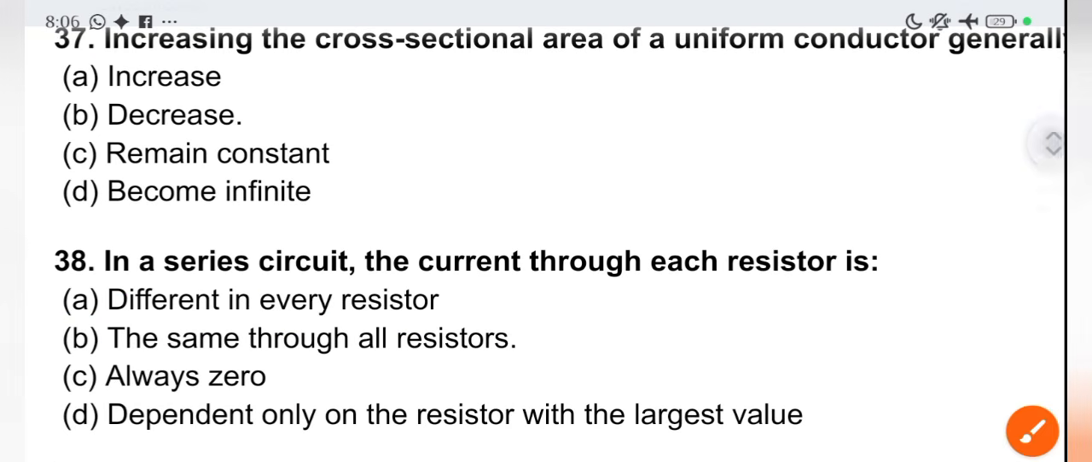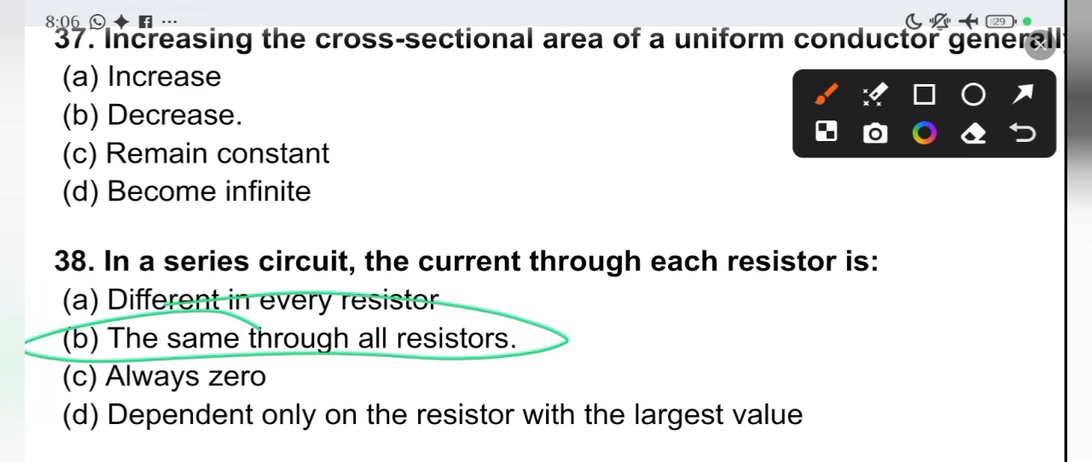In a series circuit, the current through each resistor is the same. Please take note. In series and parallel, there are 2 things that you take note of: current and voltage. But as we proceed, you'll see more questions. So in series, the current is the same. You should know what series is now. This is a series connection.